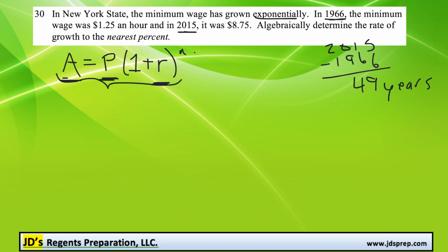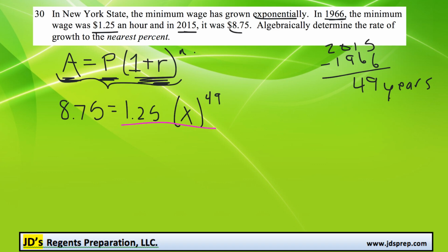So we know the final amount is $8.75. We know the principal or starting amount was $1.25. And I'm just going to replace 1 plus the rate with x just to make this easier to solve. And then n, the number of years, is 49. So now we have an equation with one variable we're trying to solve for, in this case, x. Well, we can start by dividing both sides by 1.25, canceling that out.